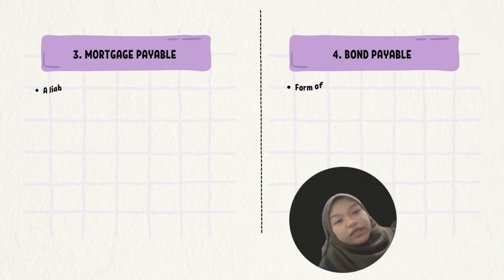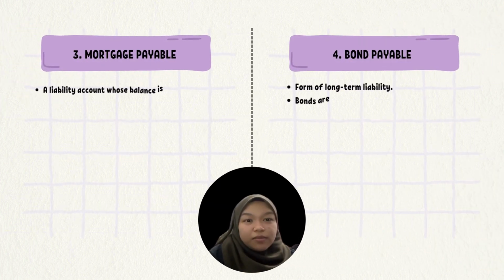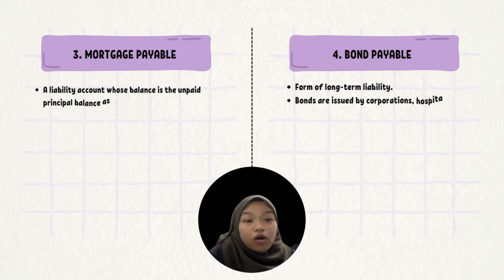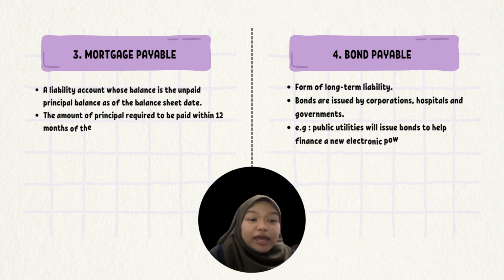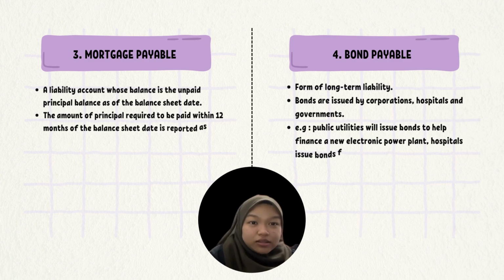Next is mortgage payable. Mortgage payable is a liability account on a company's balance sheet that represents the unpaid principal balance of a mortgage loan as of the balance sheet date.